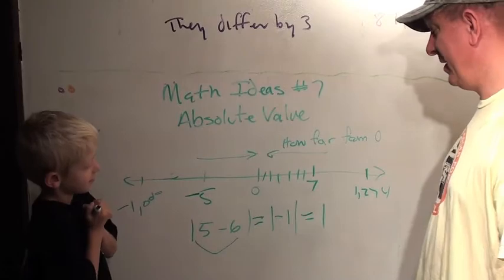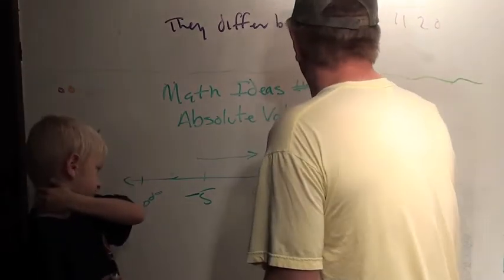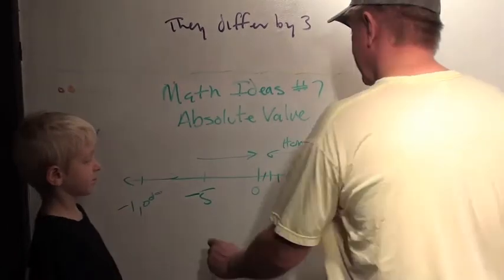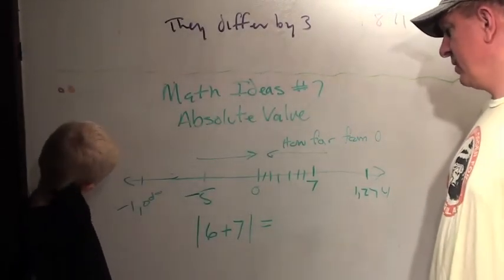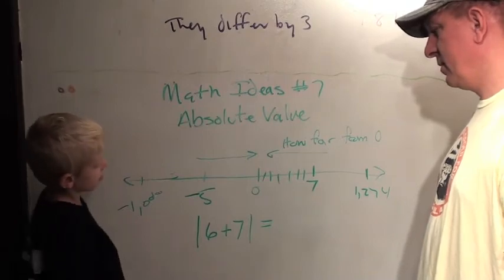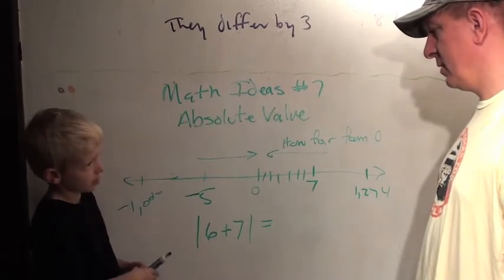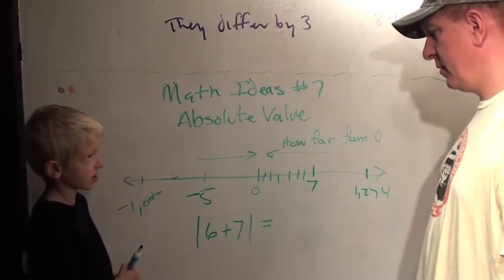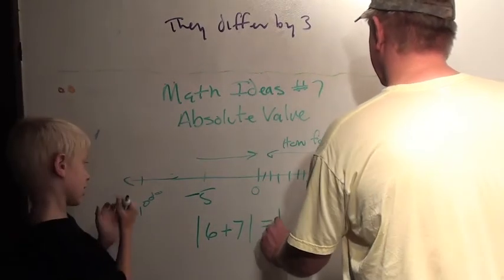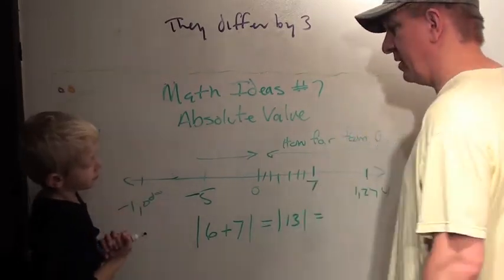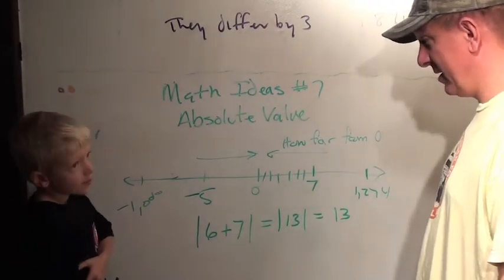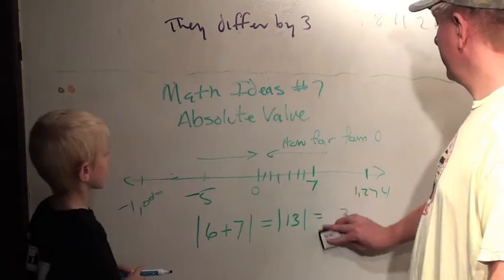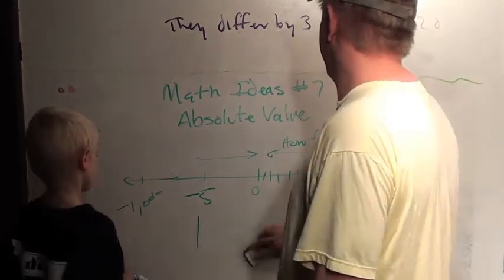Ready for another one? Yeah. Okay. What is the absolute value of 6 plus 7? Ooh, this could be tricky. That's the same as the absolute value of 13. And the absolute value of 13 is? 13. Wow. I can't trick you, can I? No. Okay, do you want to make up your own problem now? Sure. Okay, so make up an absolute value problem.